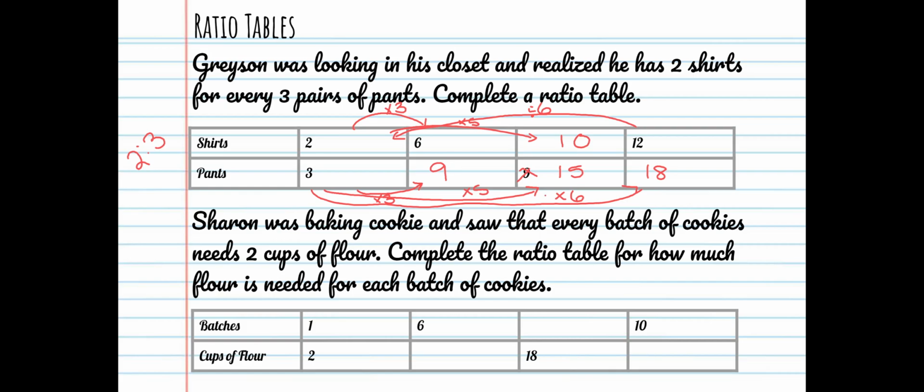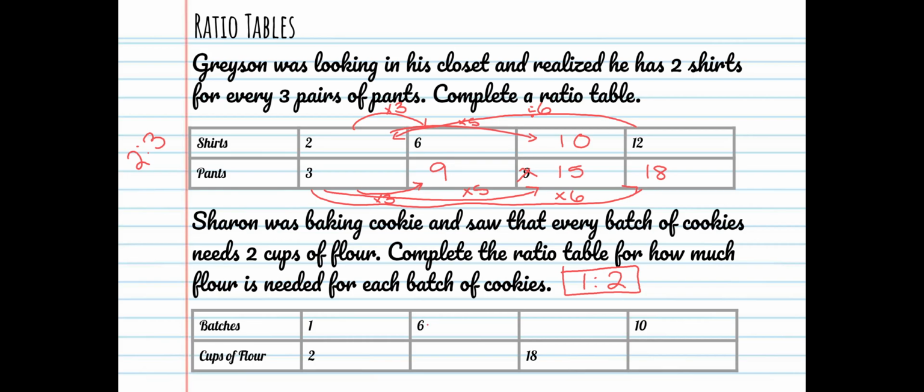All right, let's look at our second problem here. Sharon was baking cookies and saw that every batch of cookies needs 2 cups of flour. Complete the ratio table for how much flour is needed for each batch of cookies. So the first thing we need to do is connect to what our original ratio is. So for every 1 batch of cookies, she needs 2 cups of flour. So our original ratio for this problem is a 1:2 ratio. Now we can see that right here we have 1:2. 1 batch takes 2 cups of flour.